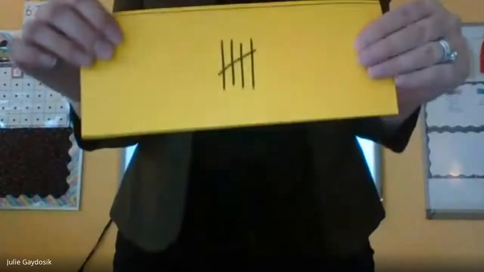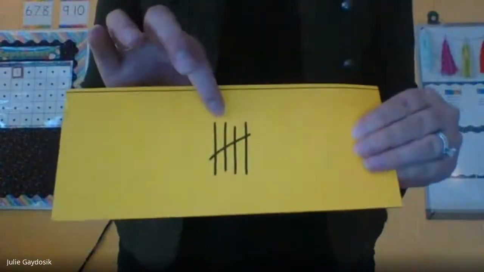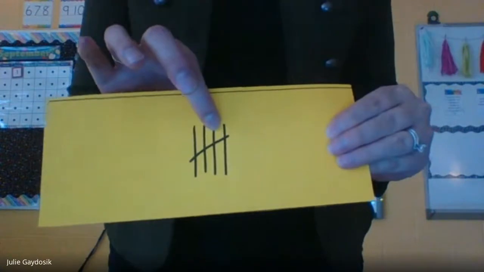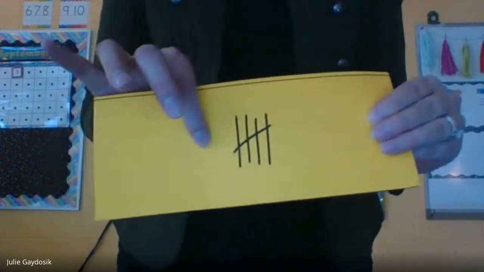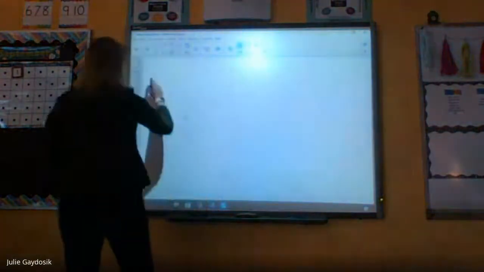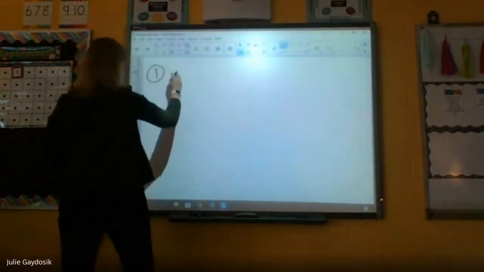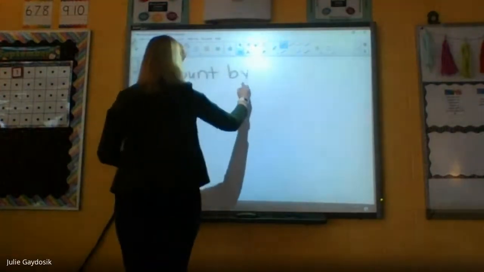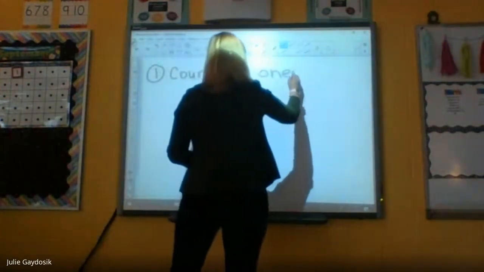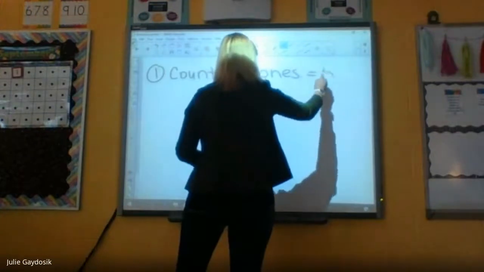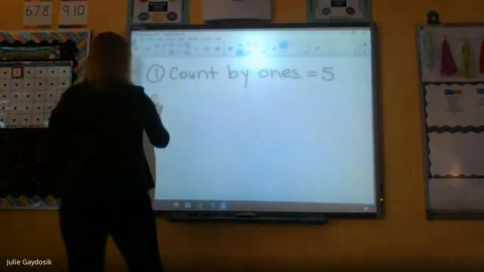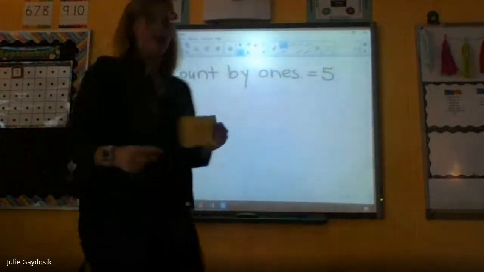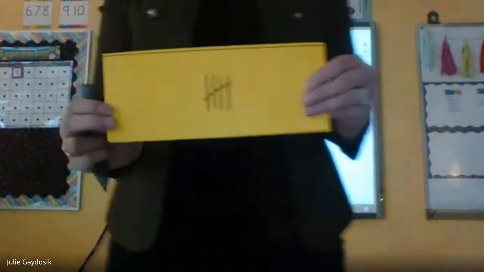One way I thought of to count these tally marks is to count by ones. So I have 1, 2, 3, 4, and then the slash through would be 5. So I can count by ones. And I get 5. What's another way you can count these tally marks?